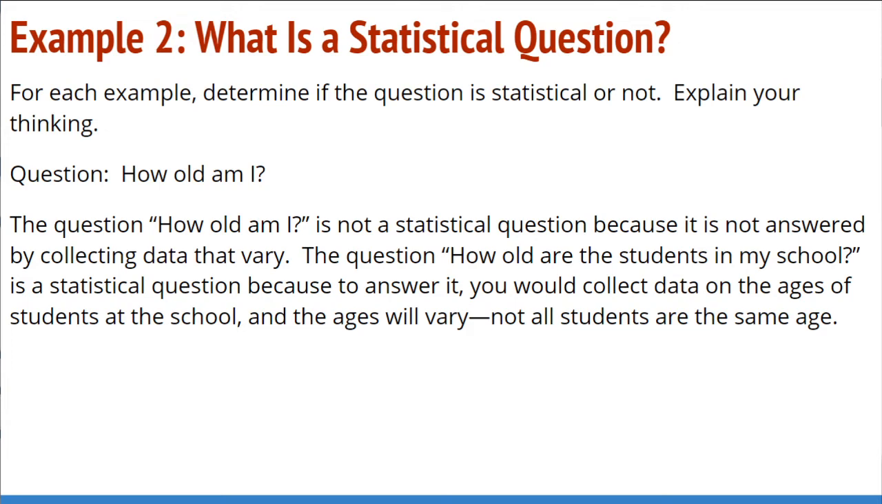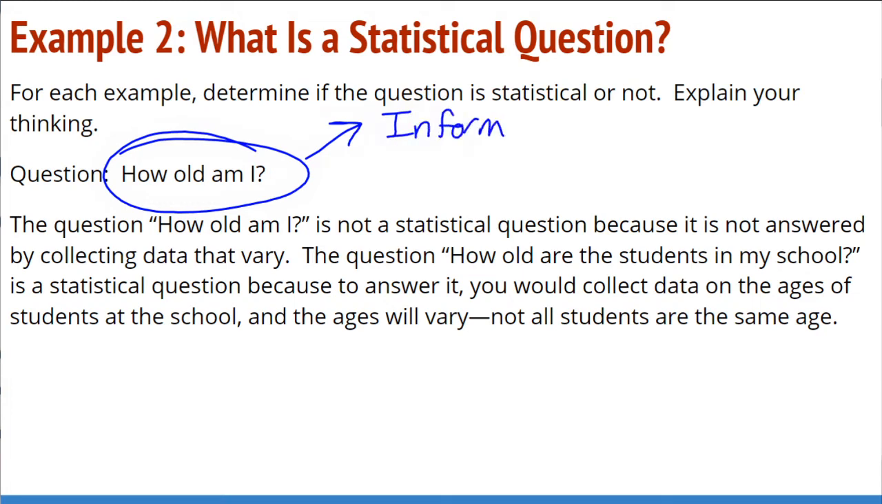So we're going to look at a couple of examples, and we're going to decide if this question is statistical or not, and we're going to explain our thinking. So here's a question: how old am I? Now, if I'm trying to determine if this is a statistical question, the first thing I have to ask myself is, will I collect information to answer this question? Well, yes, I will collect information to answer this question. Great. Halfway to a statistical question.